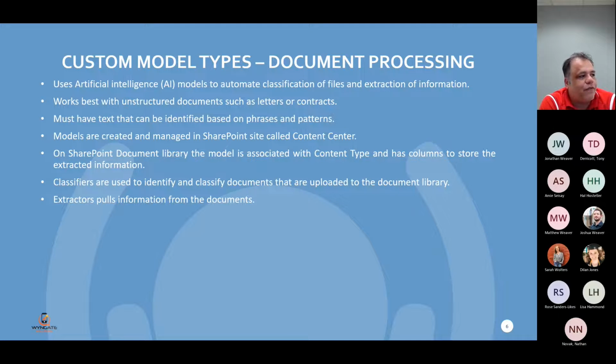Classifiers are used to identify and classify documents that are uploaded to the document library. As I said, you need to have like 5 samples and a 6th negative sample, which will identify in a scenario of a contract that this is a contract document, or if you have a work order, then this is a work order. And then extractors are like, what information am I pulling out of this document? So just to simplify it, it's basically the data points which you're pulling out of this particular document.